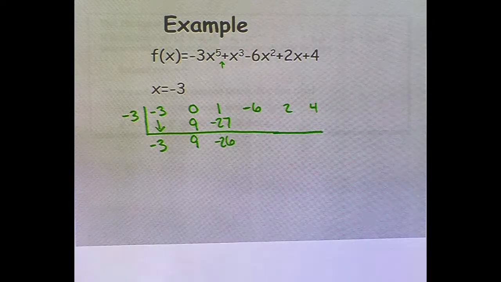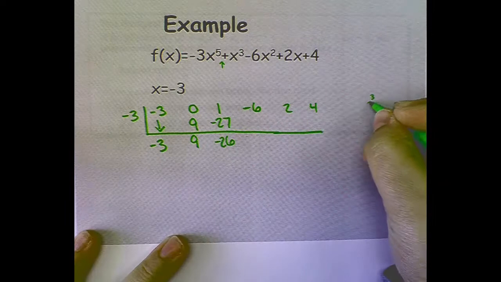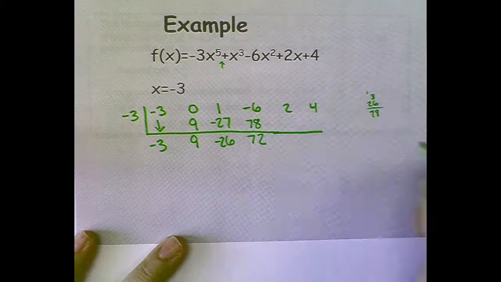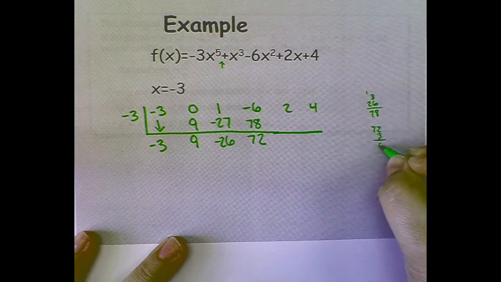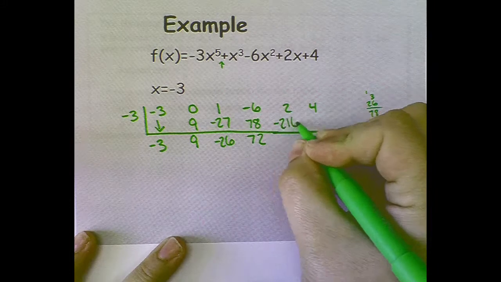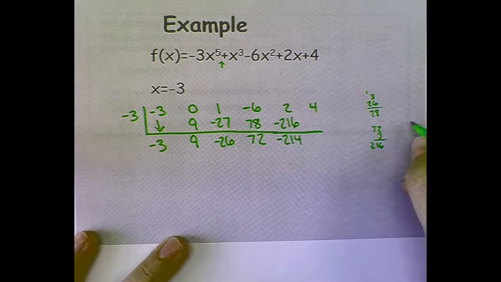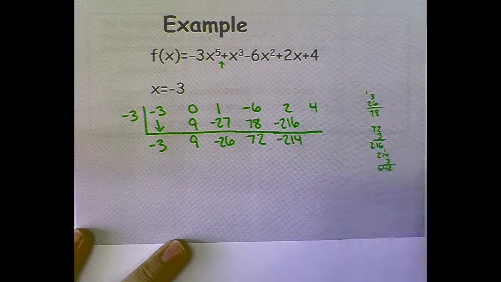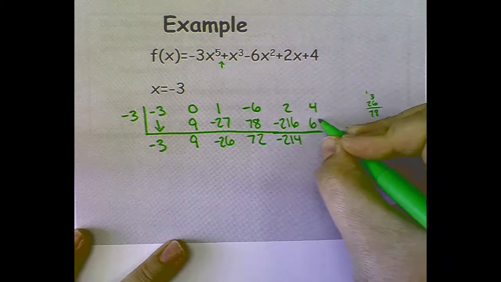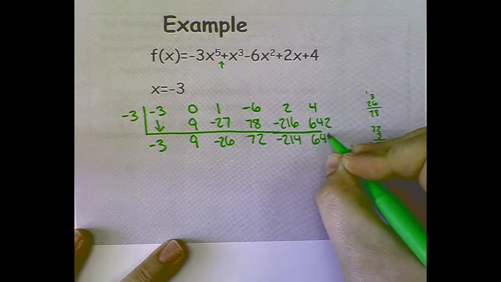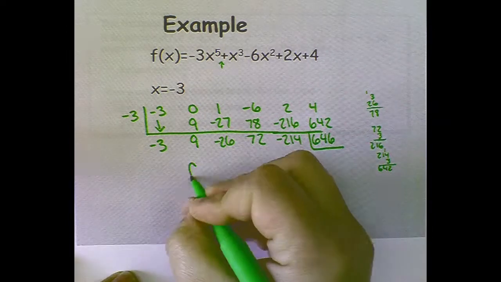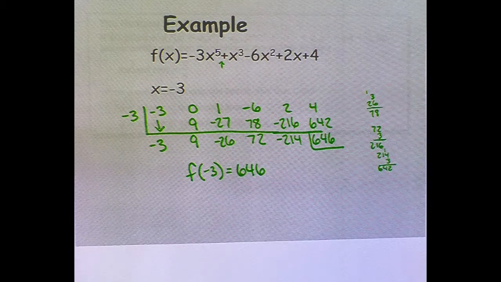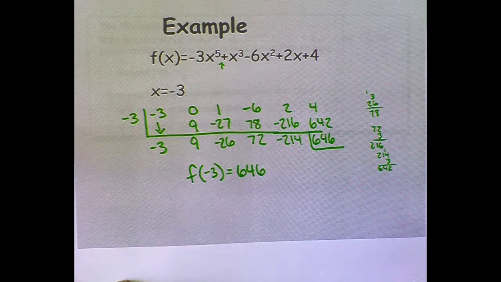Now my numbers are getting very big. Negative 3 times negative 26 is 78. Add, I get 72. Uh-oh, 72 times negative 3 is negative 216. So I have negative 214 times negative 3, positive 642. Add, I get positive 646. So that means f of negative 3 equals 646. Much better than trying to figure out negative 3 to the 5th power and not dealing with all the rest of it.